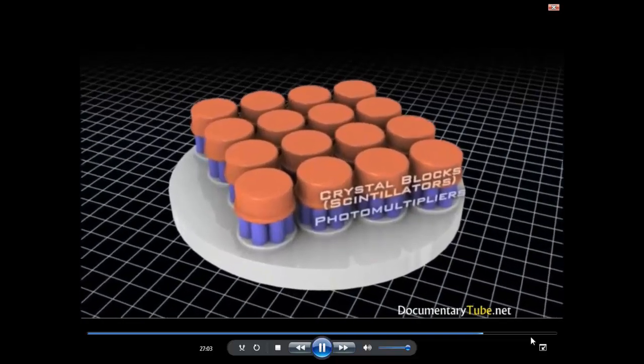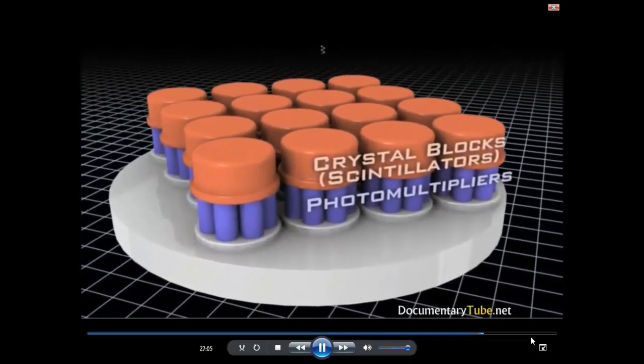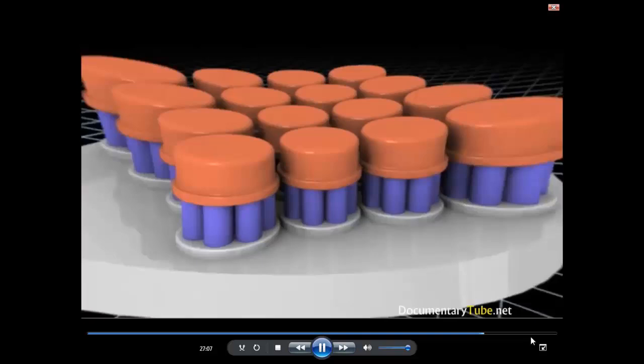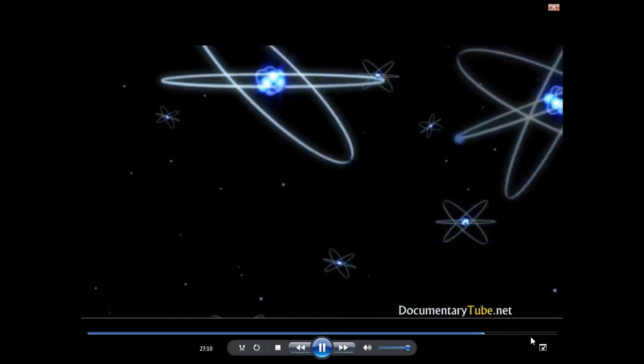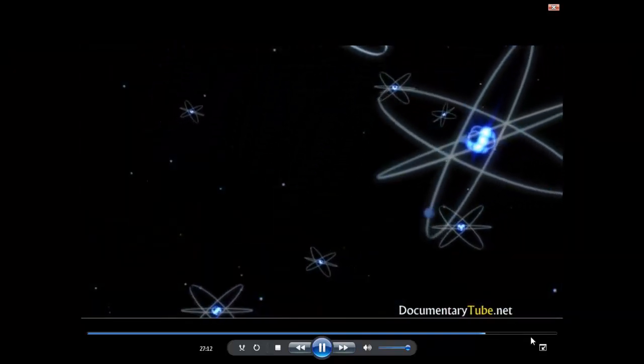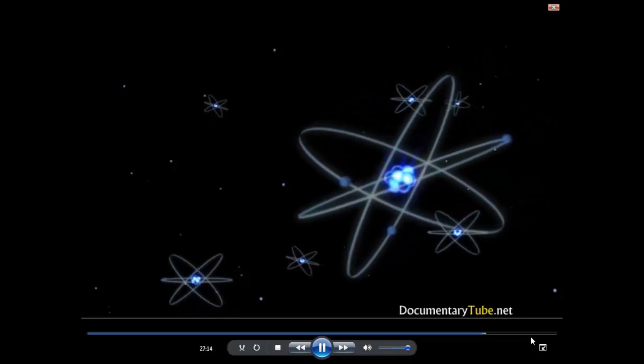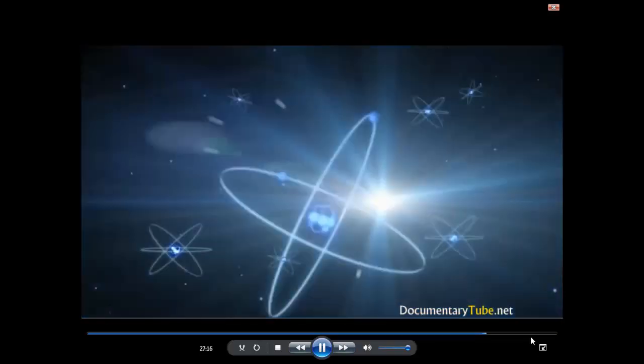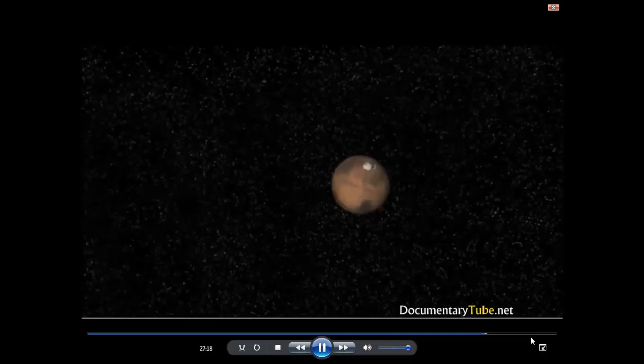Gamma ray detectors typically contain densely packed crystal blocks. As gamma rays pass through, they collide with electrons in the crystal. The sensor doesn't directly detect gamma rays. Rather, it detects the charged particles created by those collisions.